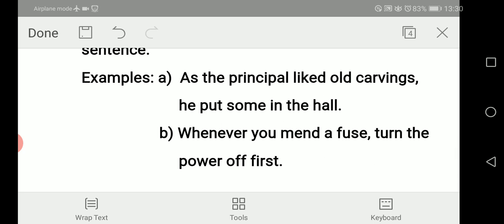Whenever you mend a fuse, turn the power off first. Whenever you mend a fuse is a subordinate clause. Since it begins this sentence, there will be a comma inserted after it before the main clause. Whenever you mend a fuse, comma, turn the power off first.